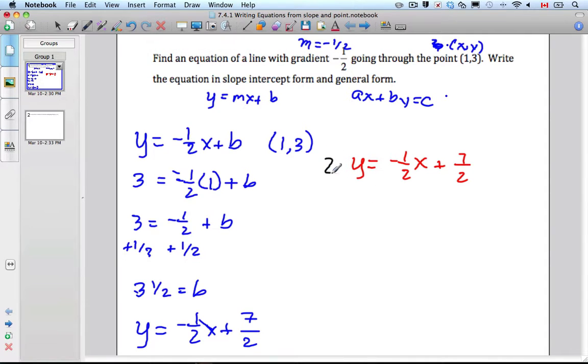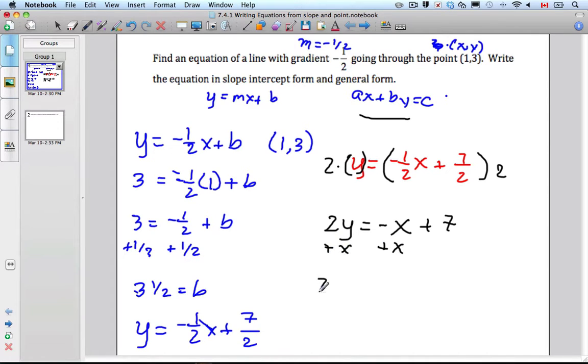If I multiply this side by 2, I have to do it to the other side too, a fundamental rule. So now I have 2y equals 2 times -1/2 x, which is -1x, plus 7/2 times 2, which is just 7. For standard form, x and y have to be on one side, so let's add x. We get x plus 2y equals 7, with x first.